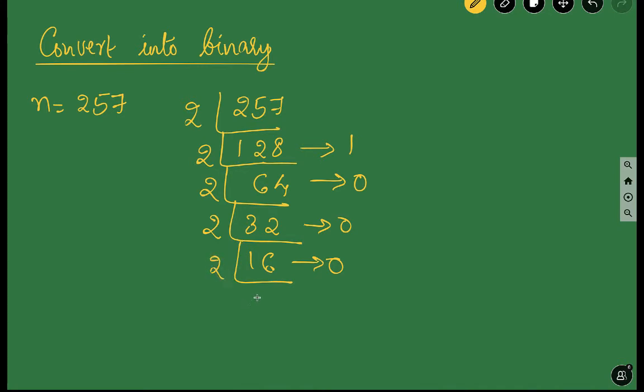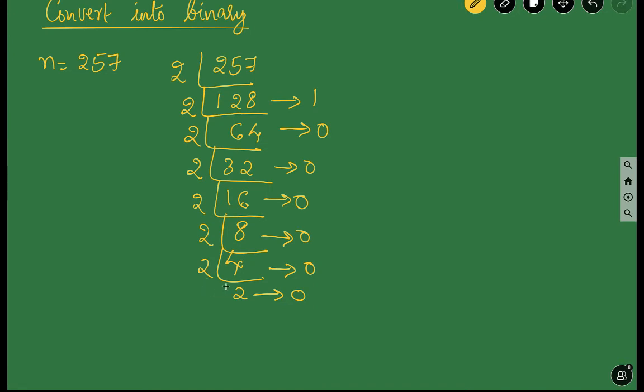16 divided by 2 is 8. 8 divided by 2 is 4. 4 divided by 2 gives 2 as quotient and 0 as remainder. If we divide 2 by 2, we get 1 as the quotient, 0 as the remainder. 1 divided by 2 produces the quotient 0 and remainder will be 1. Thus finally we got 0 as the quotient, and the process stops here.